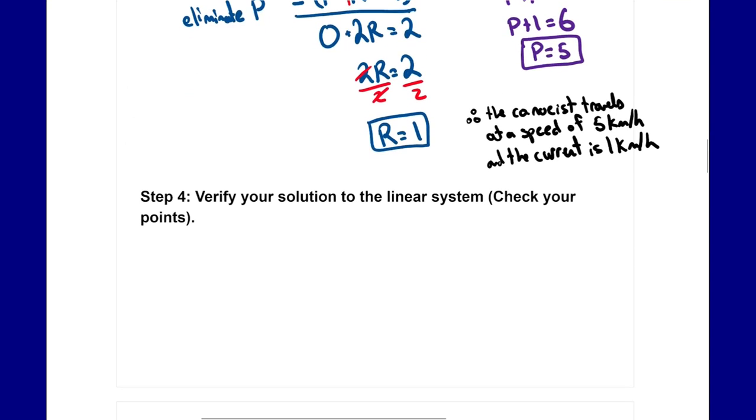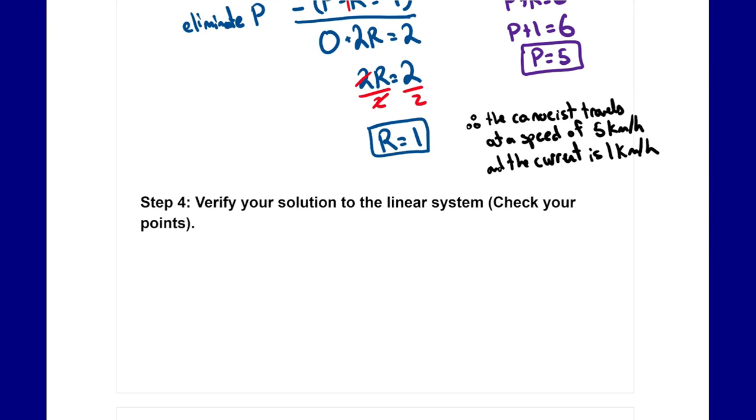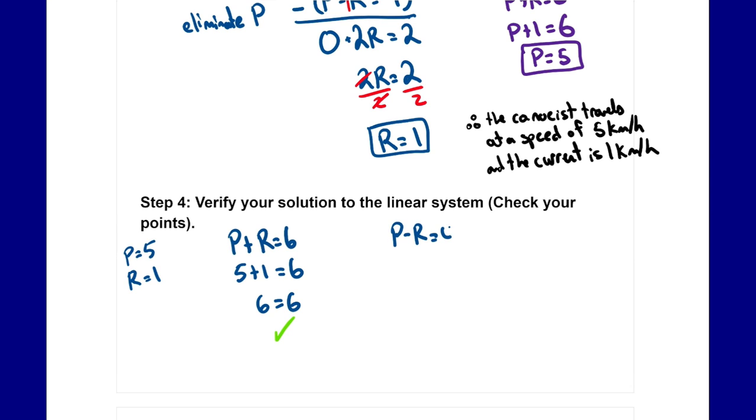If we want to verify or double check, just to make sure our answer is correct, I'm going to look at my two equations. P plus R is equal to 6. I already found P equals 5 and R equals 1, so I plug those in. 5 plus 1 equals 6, 6 equals 6. That's good. On the other side, the second equation, P minus R equals 4: 5 minus 1 equals 4, and then 4 equals 4. So it does work for both equations, so this is the correct solution.